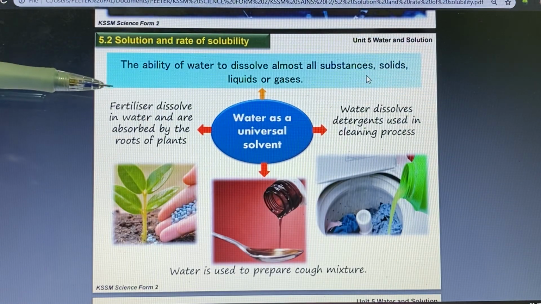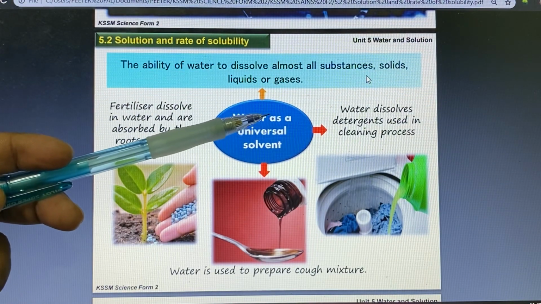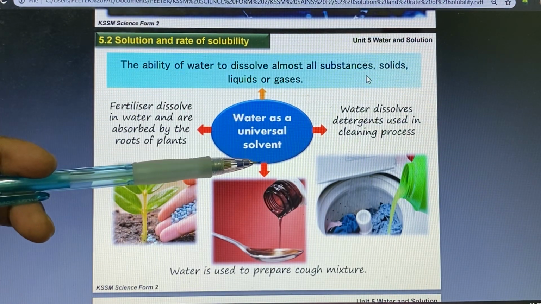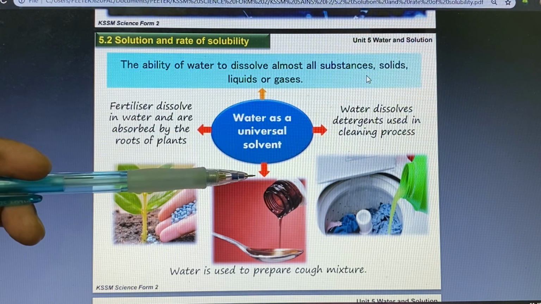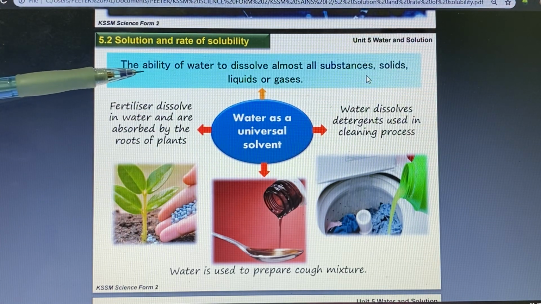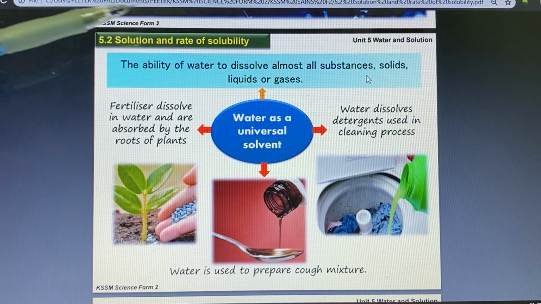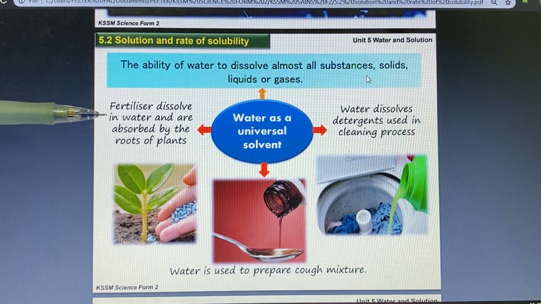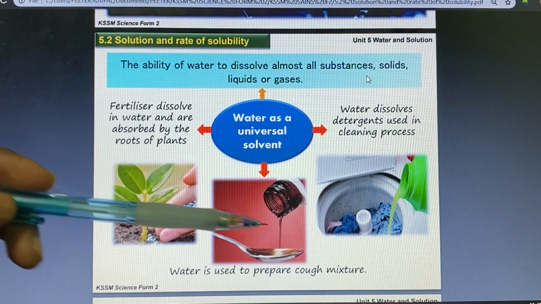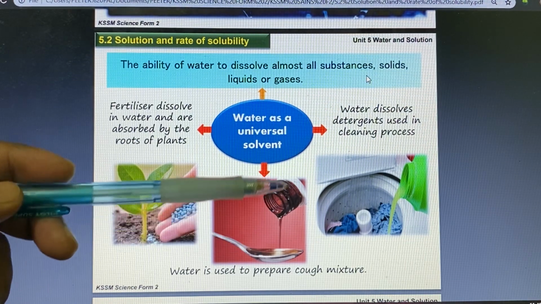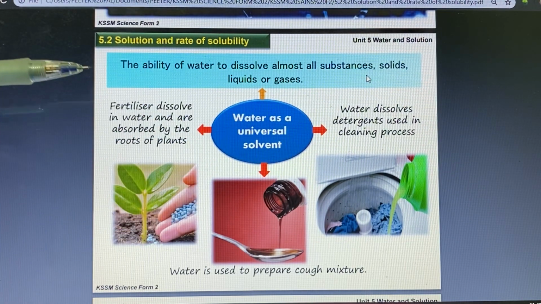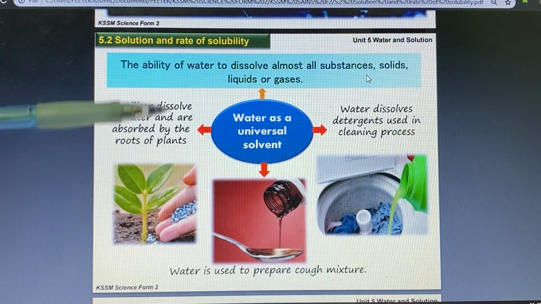Finally, we want to look at water. Water is known as a universal solvent. Why is water called a universal solvent? Because it can dissolve almost all the substances that we know around us. It can easily dissolve fertilizer, medicines, and also detergents and soap. So water is known as a universal solvent because it is able to dissolve a lot of substances.